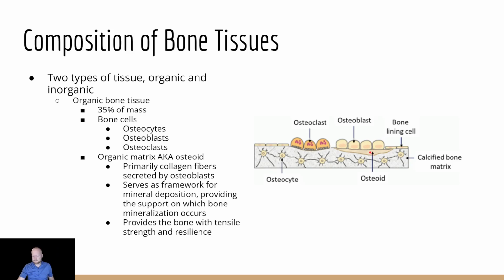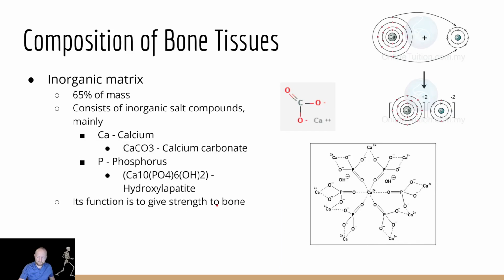It serves as the framework for mineral deposition. So we create this framework of organic matrix, and in the next slide we'll see that the inorganic elements come and fill that in. Provides bone with tensile strength and resilience. So the inorganic matrix, which makes up most of the mass, is mostly inorganic salt compounds, and is primarily calcium in the form of calcium carbonate and phosphorus in the form of hydroxyapatite. I think I'm pronouncing that right.